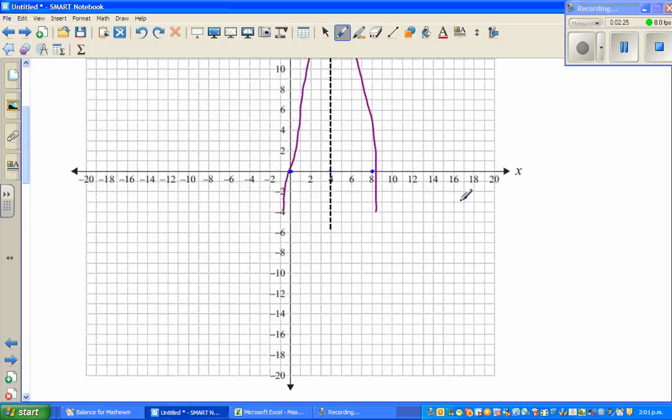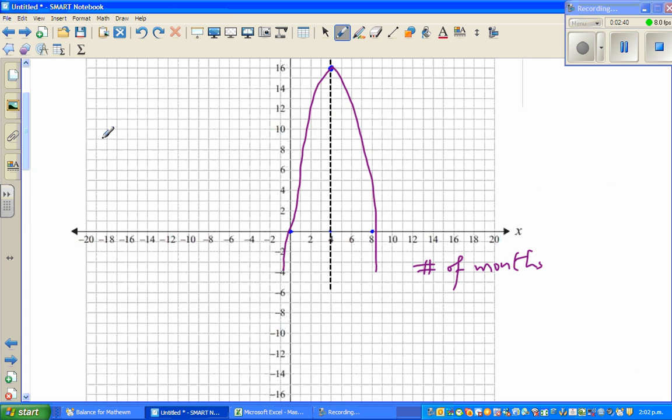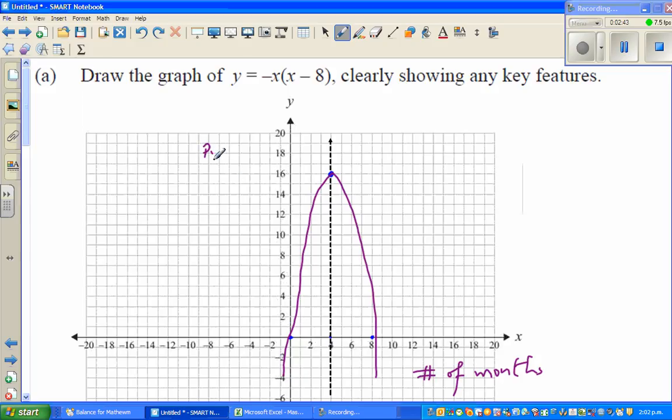So what they're saying is your x-axis is the number of months, and your y-axis is the profit for the month in $100. So you can say the y-axis is the profit in $100. Here, let us read the graph. This models their enterprise. So what they're saying is they started with zero profit, and as they went along, the profit increased and they reached the maximum of 1600 profit.